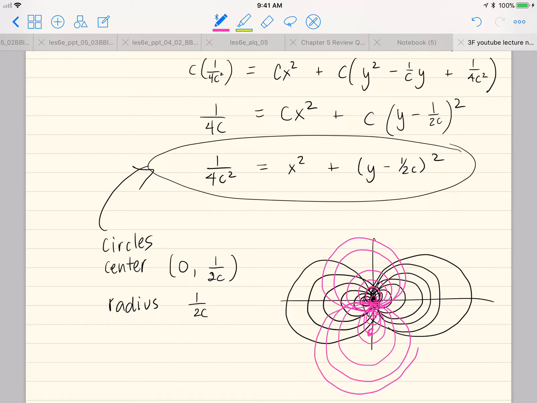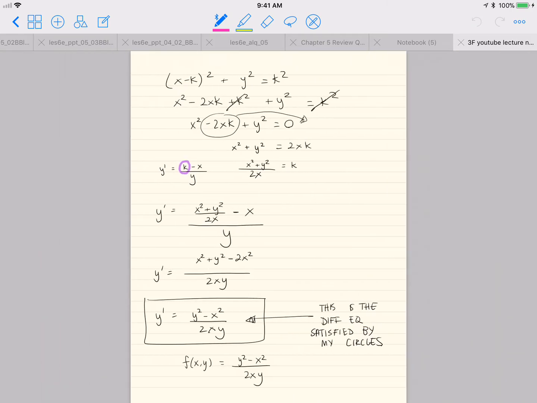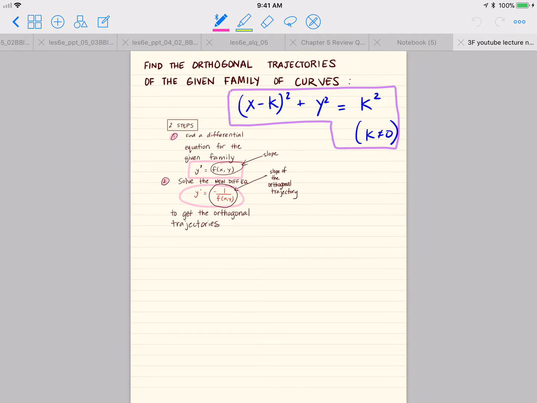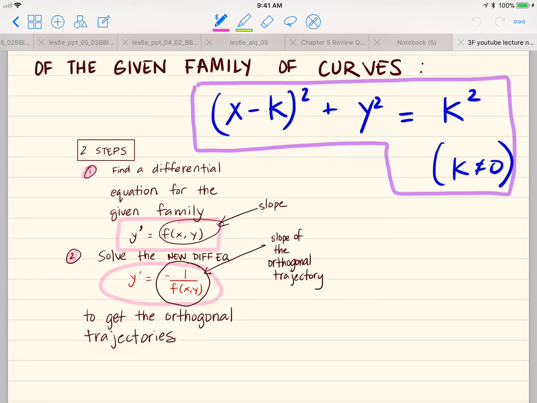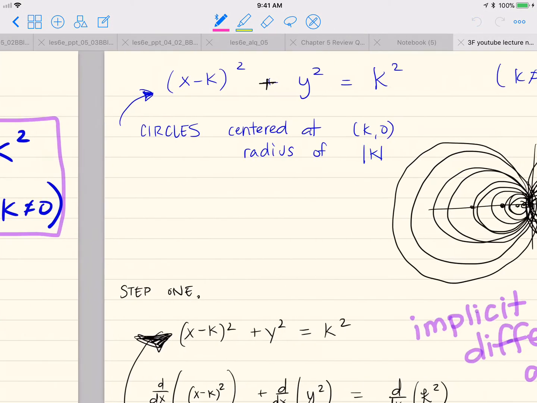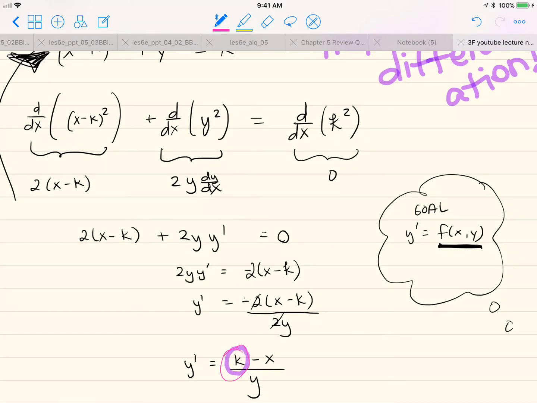So it's pretty cool. Now, overall, just to recap, this was a super long example. Still, 2 basic steps. Step number 1, find a differential equation for the given family. And the key thing here is you're going to use implicit differentiation, and you're going to have to at some point eliminate your variable. We needed to eliminate k.